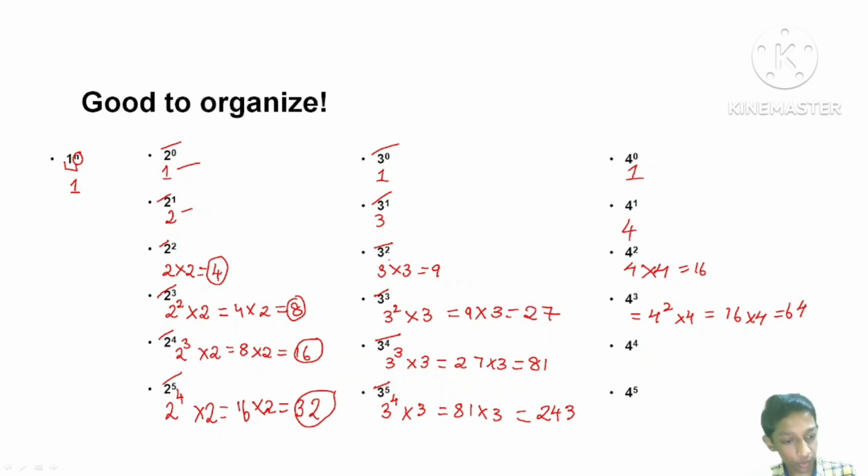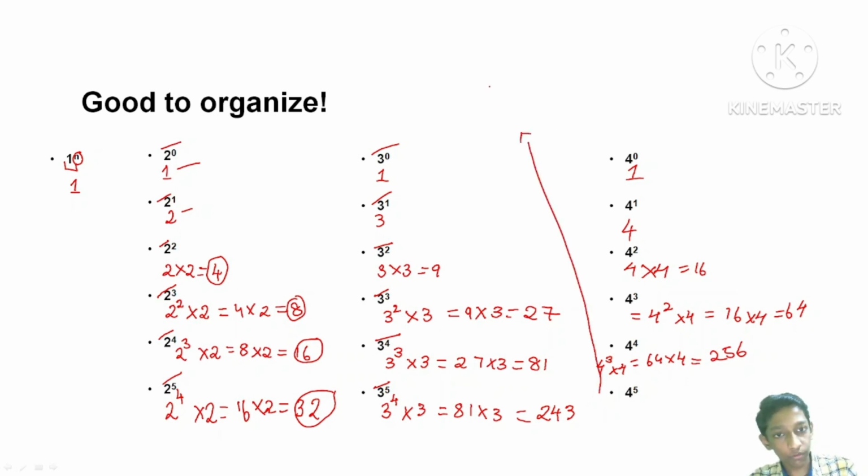4 raised to the power of 4 is 4 raised to the power of 3 into 4, that equals 64 into 4, which equals 256. 4 raised to the power of 5.